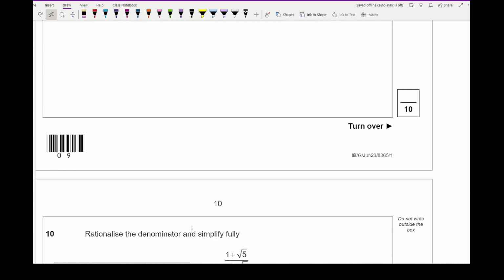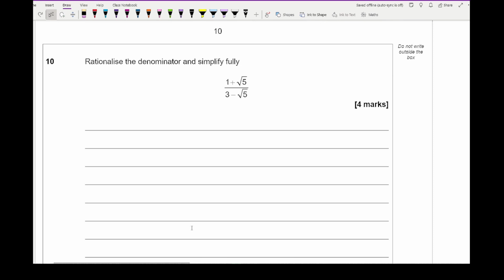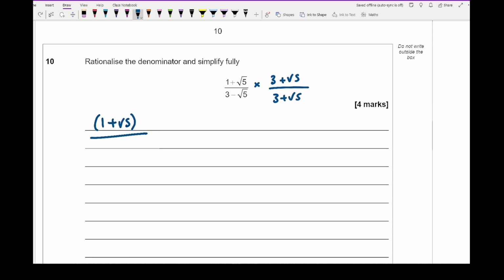Moving on to question 10. It says rationalise the denominator and simplify fully. So to rationalise the denominator, what I need to do is multiply this fraction by 3 plus root 5. So if I do that, I end up with 1 plus root 5 multiplied by 3 plus root 5, over 3 minus root 5 and 3 plus root 5.